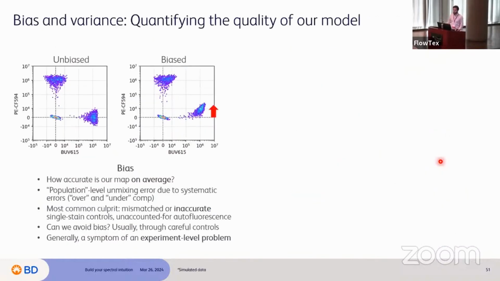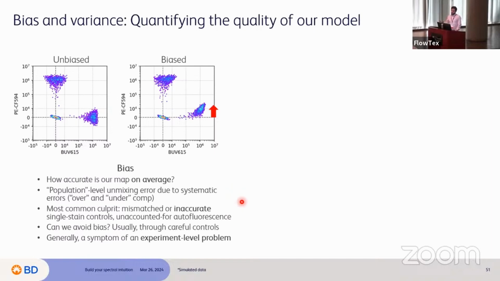Okay, so let's describe what this means a little bit more in concrete terms for those of you who are using spectral cytometers. Again, bias tells me something about how accurate our mapping is on average. This would manifest as population level errors in our unmixing. So this is traditionally what we would call over or under compensation. And when we're looking on a bi-X plot like this, it tends to look something like this. The most common culprit here is that something went wrong in your single stain workflow, or something has happened so that the spectrum of dyes in your sample no longer matches the spectrum of your single stain controls. And we'll go through that in a moment.